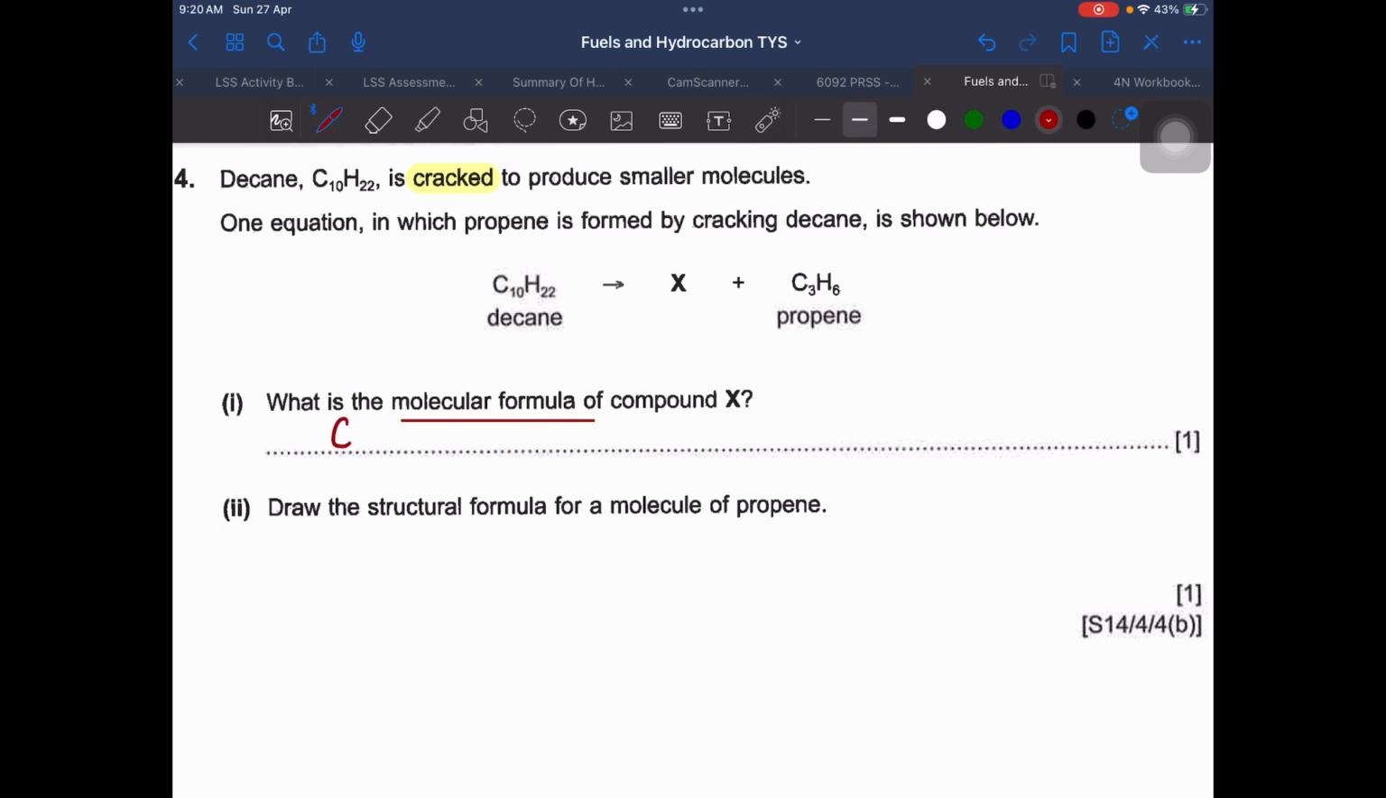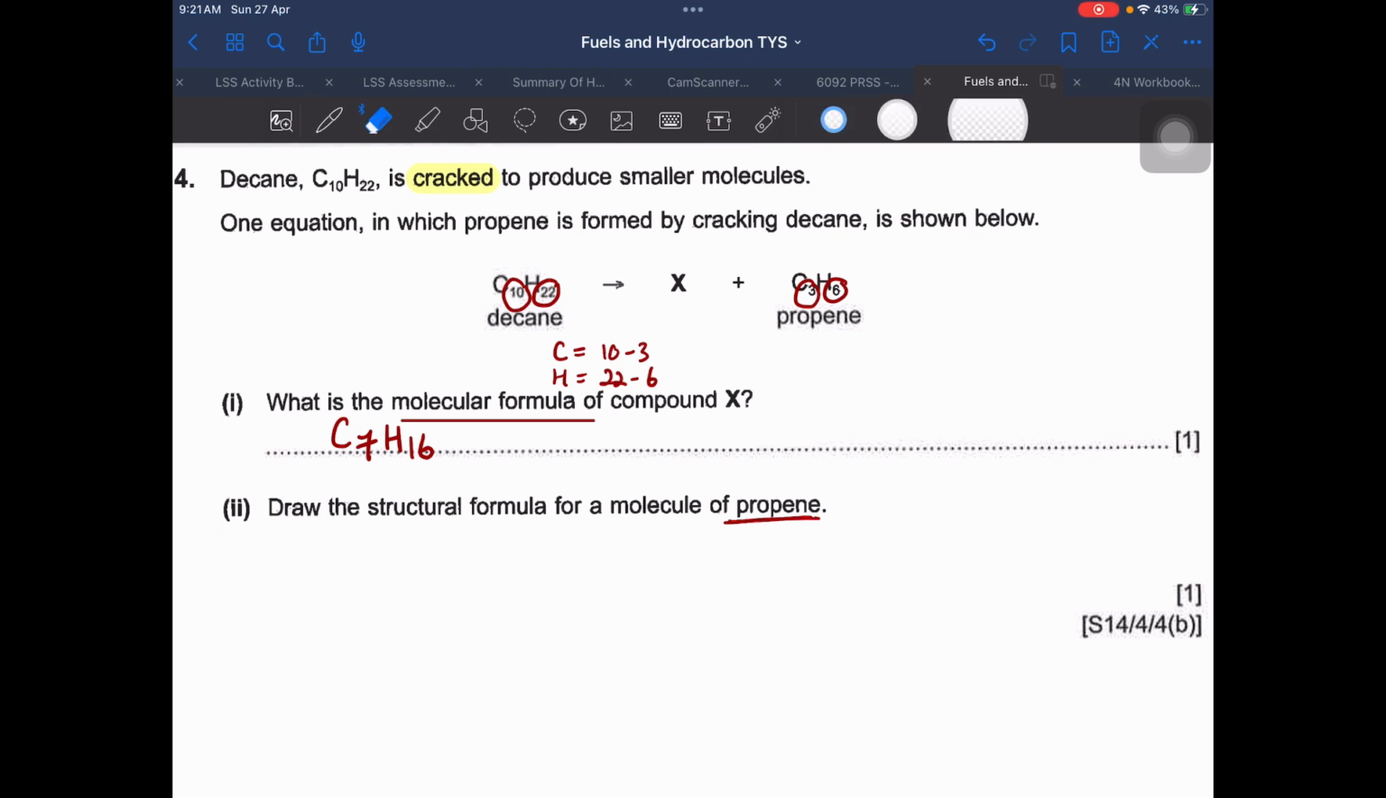You should end up with C7H16. Right? So you count one by one. The carbon here there's 10, here there's 3. So it's 10 minus 3. This will be the number of carbon. H will be 22 and 6, which is 22 minus 6, for example. Something like that to help yourself. Okay. Next, you're asked to draw propene again.